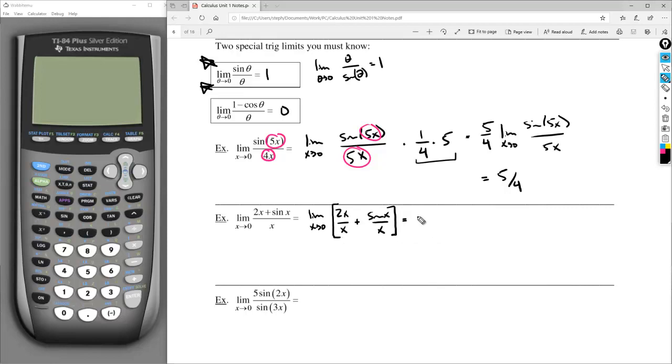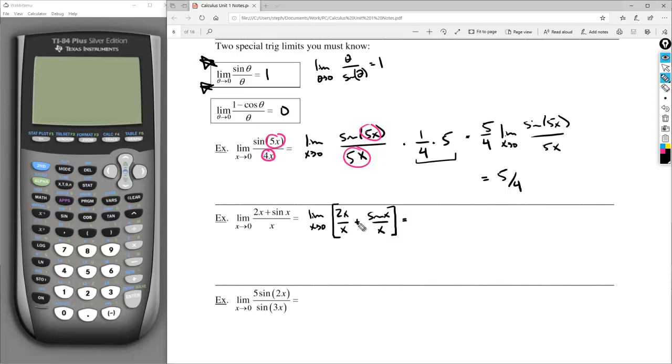Alright. If I want to, I can split this into 2 limits. I have the capability to do that. You don't have to do this step. In fact, I probably wouldn't even do this step, but if you want to, you can do that. I'm actually not going to do that.